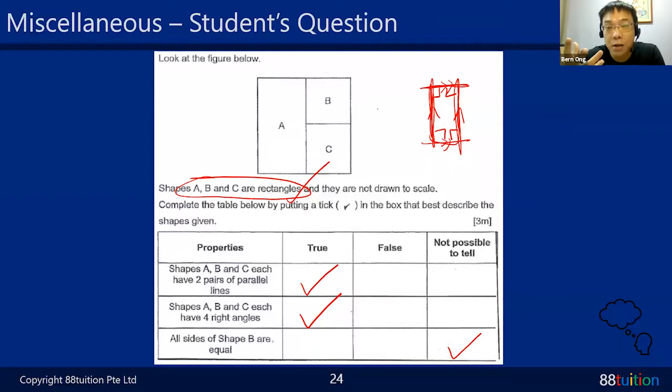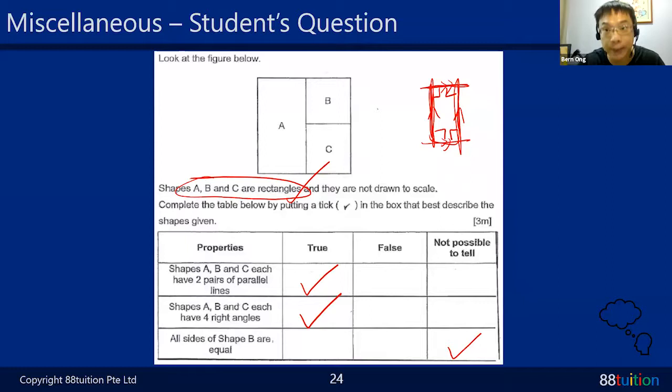They say that A, B, C are rectangles. Sally, I understand your argument. Do you know that a square is a rectangle? A square is a rectangle, but a rectangle is not a square. Go and reflect on this statement. A square is a rectangle, but a rectangle is not a square.